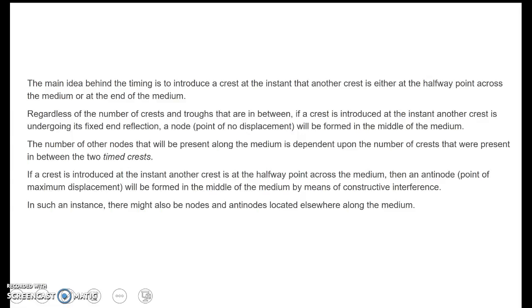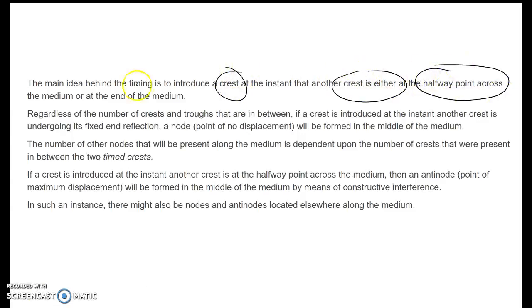Now we do that to introduce a crest at an instant that another crest is either at the halfway point across the medium or at the end of the medium, regardless of the number of crests and troughs. If a crest is introduced at the instant another crest is undergoing its fixed reflection, a node will be formed. And when we see the node, that's where things are completely destructive. The number of other nodes present is dependent upon the number of crests that were present between the two timed crests. So the more crests we have between the two timed crests, the more nodes we're going to see.